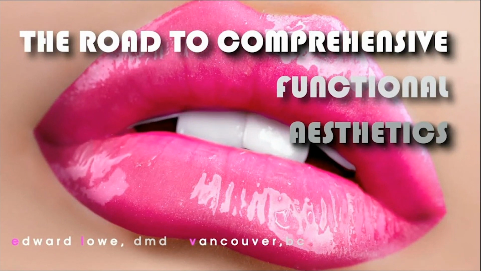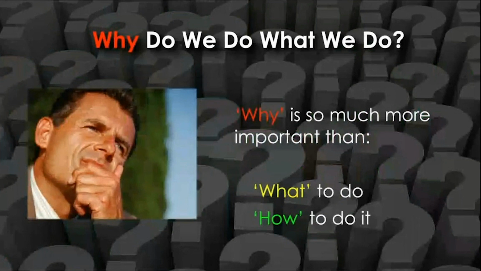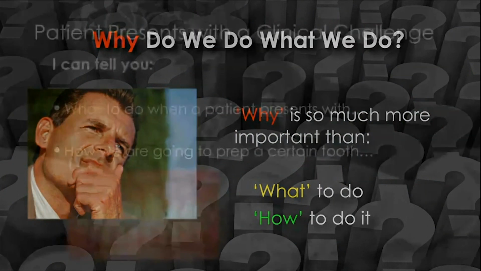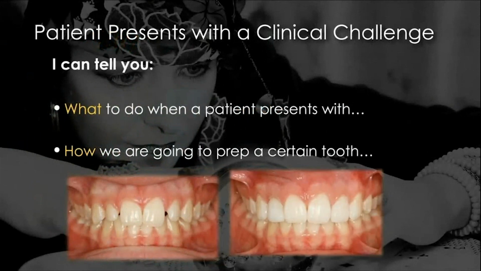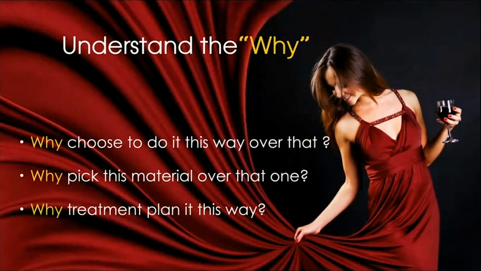Obviously, even one crown may be difficult if you're trying to match something. So whether it's 1 tooth or 32 teeth, everything you do affects the entire masticatory system, the way someone chews, appears, and bites. So why do we do what we do? I always say why is so much more important than what to do and how to do it. The reason for that is, I can tell you what to do when a patient presents with something or how we're going to prep a certain tooth. But I think that understanding the why is really important.